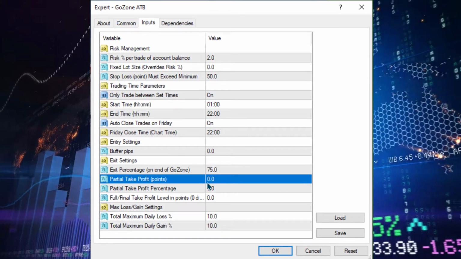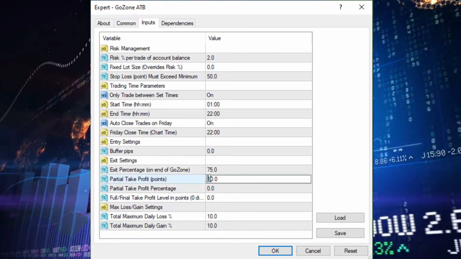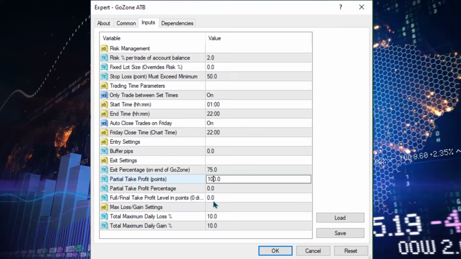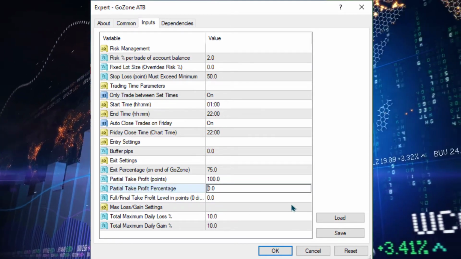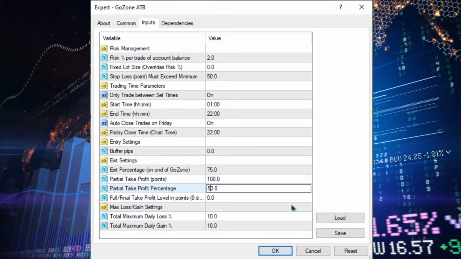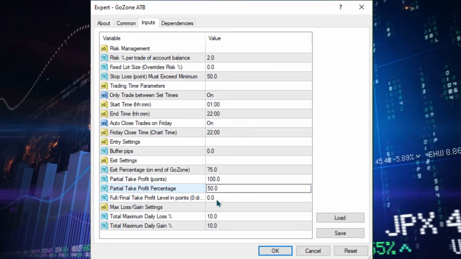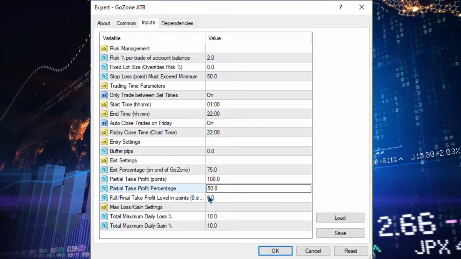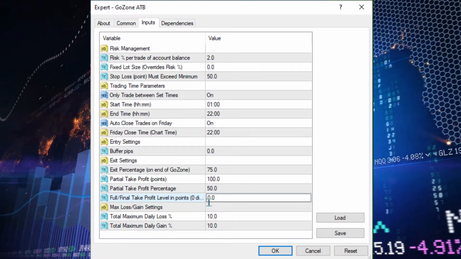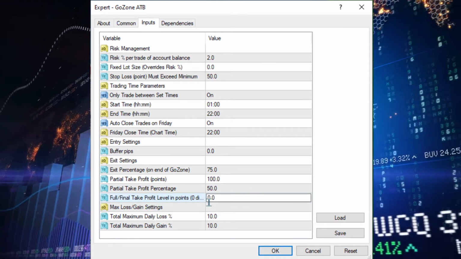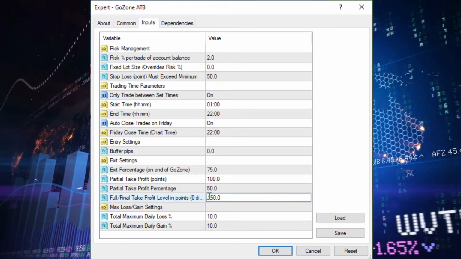My first take profit points, this target will be at 100 points. When that target is reached, the GoZone ATB will close out 50% of my trade. My final take profit target will be 150 points. If that target is reached, the GoZone ATB will close me out of the trade completely.